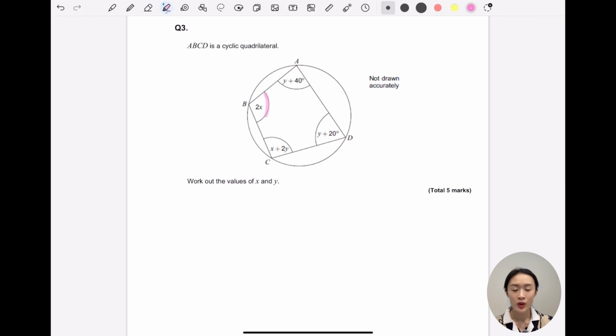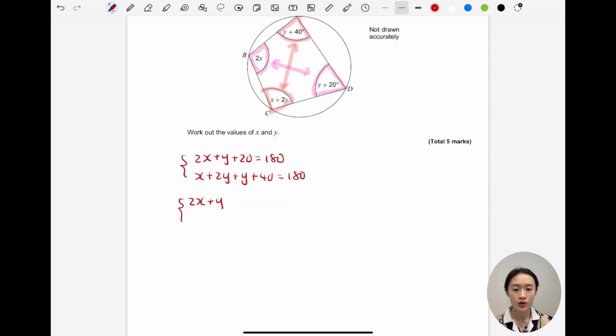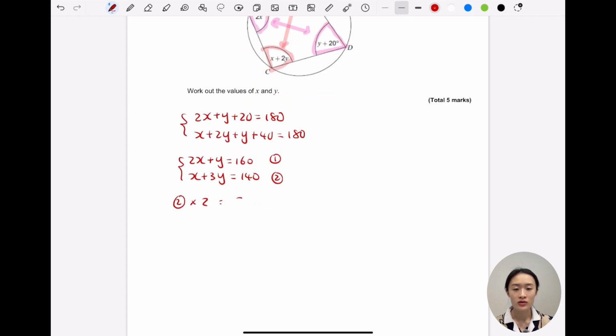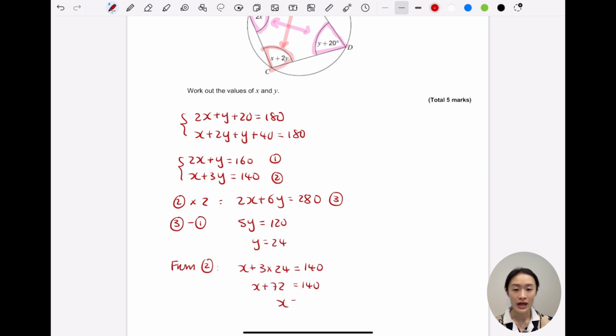Okay, so now moving on to the next question. In this question, we are told ABCD is a cyclic quadrilateral. So then that means opposite angles add up to 180. Now in this question, we have x and y. To form an equation, we need to solve this simultaneous equation. Now if you're not sure what to do, there is a video on simultaneous equations. Please do go and have a look. So in this case, x is 68 and y is 24.